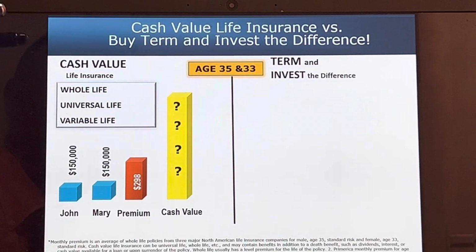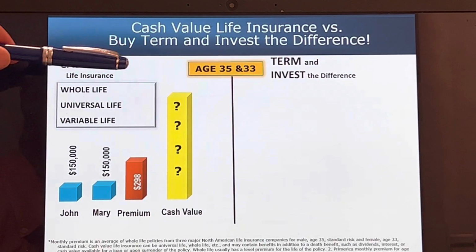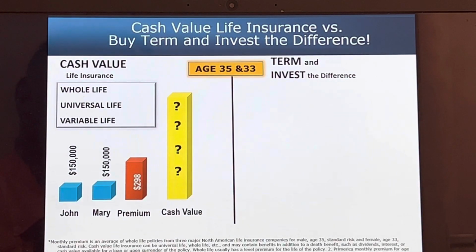So check this out. Here are examples of cash value life insurance. There are different types: whole life, universal life, and variable life. Those are the three main types of cash value life insurance. Now, why do they call it cash value life insurance? Because you have life insurance, and included with that life insurance, you have cash value that builds up in the policy. And because they have cash in them, you know they're going to be more expensive, because you're not just paying for the life insurance, you're paying for the savings within the policy too.